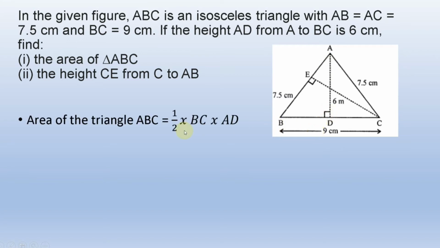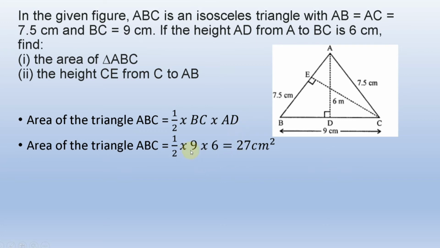So the area of the triangle will be half into BC into AD, or I can write half into 9 into 6, here 2 can be cancelled out with 6, you will get 3. 3 times 9 is 27. So the area of this triangle will be 27.